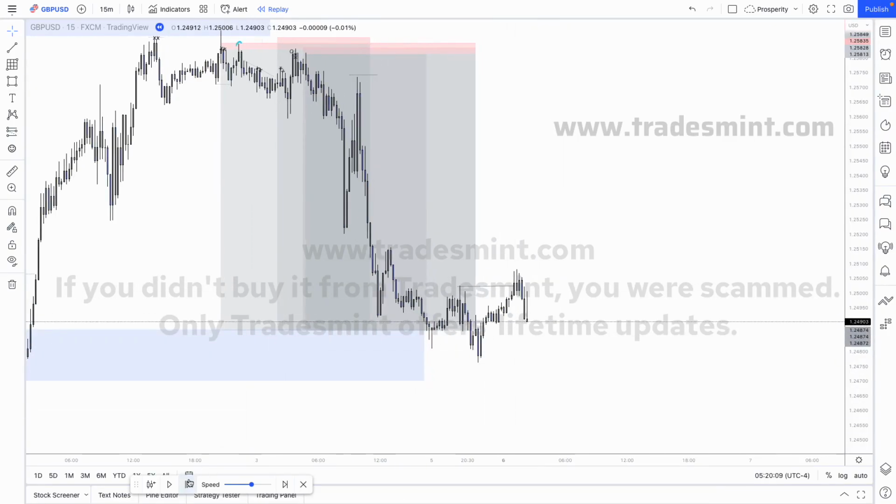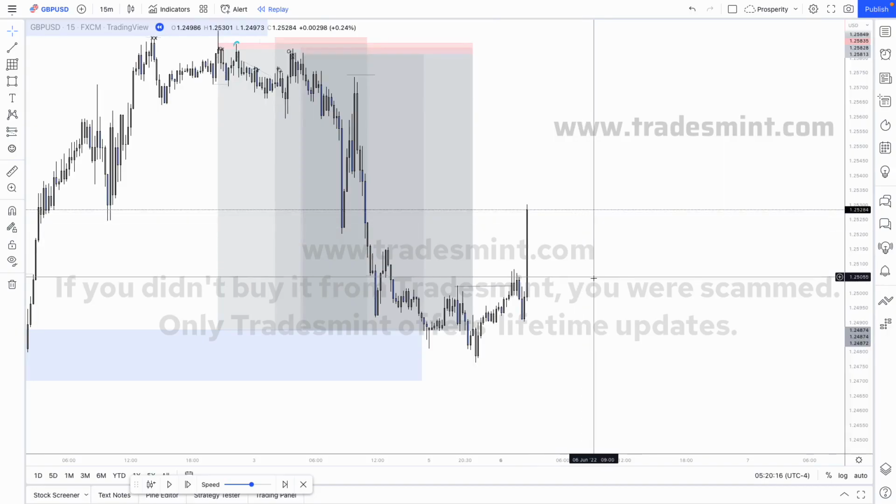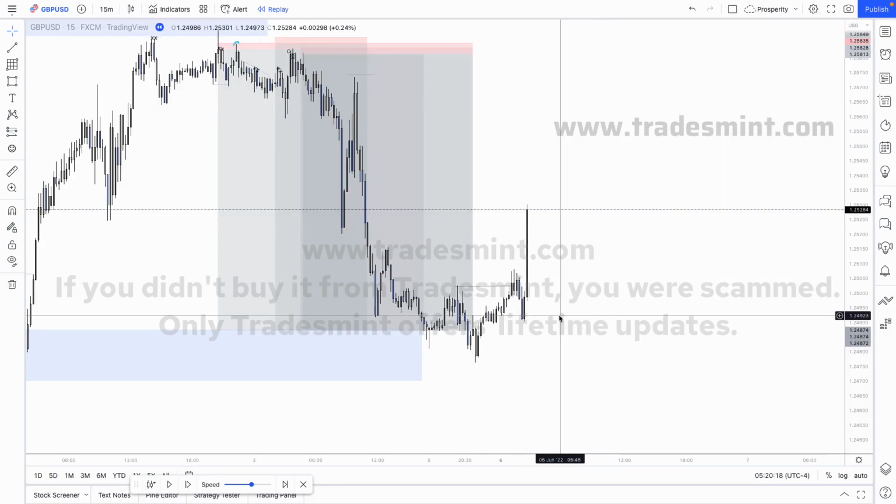As price pulls back, M1 changes of character and levels of demand that caused it, and look at that reaction, right? You can't make this up, literally.